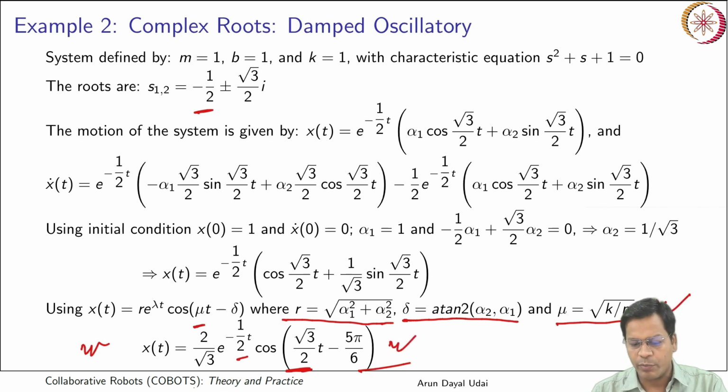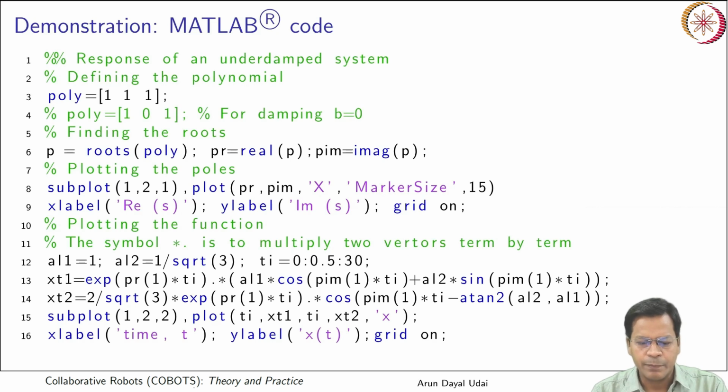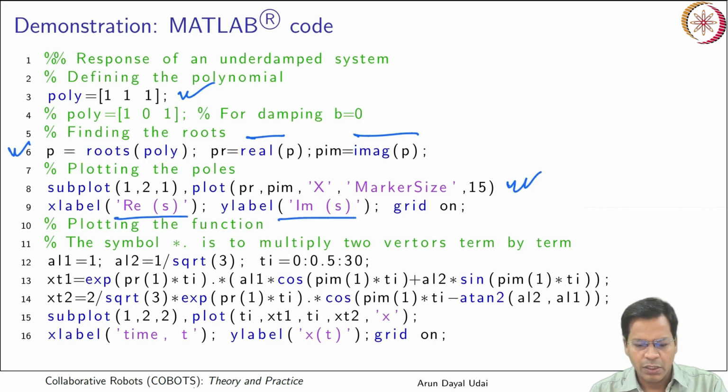So x of t is the time domain solution. You can quickly plot this and see its behavior. You already know the roots are complex conjugates, so let us plot both. You can plot in the complex plane, show where your poles lie, and also plot the behavior. So now I am doing that, using my MATLAB code once again. I am defining my system, storing the roots here, storing the real and imaginary values here, showing them in the complex plane, and labeling them here.